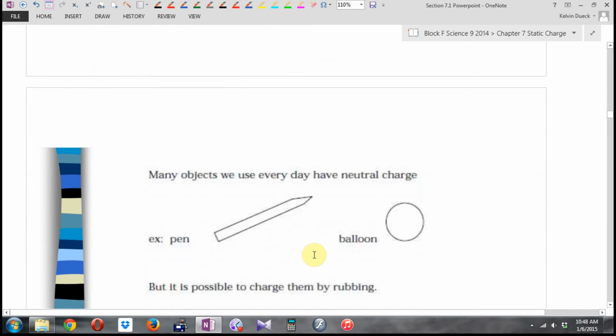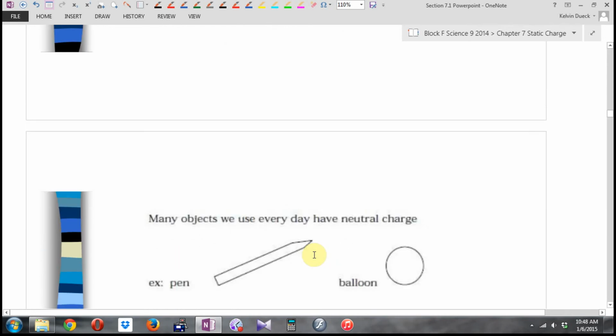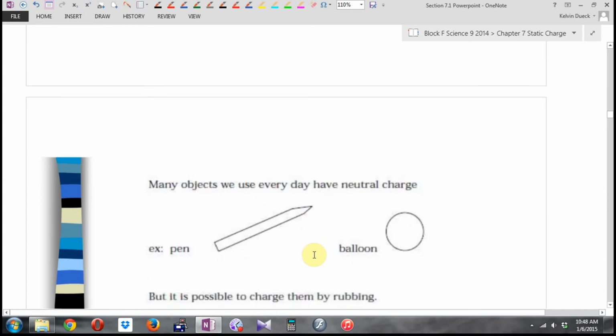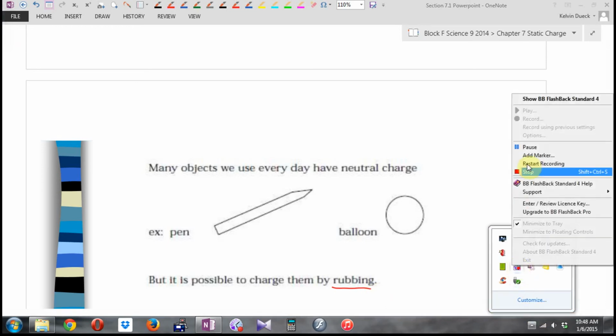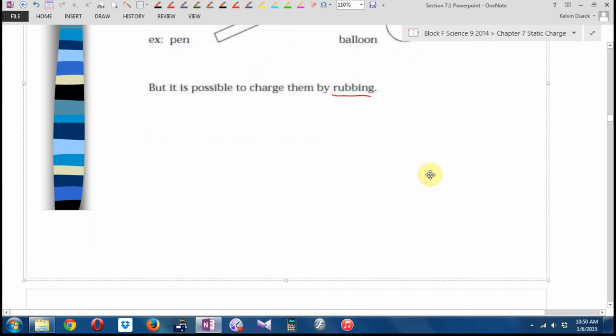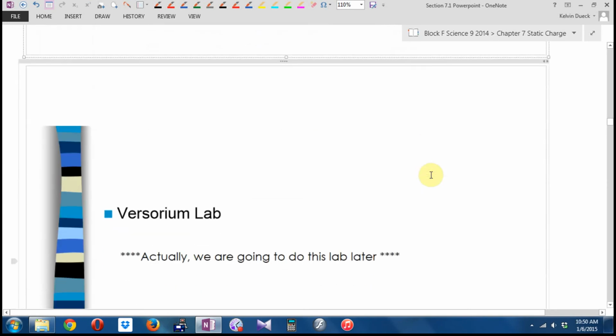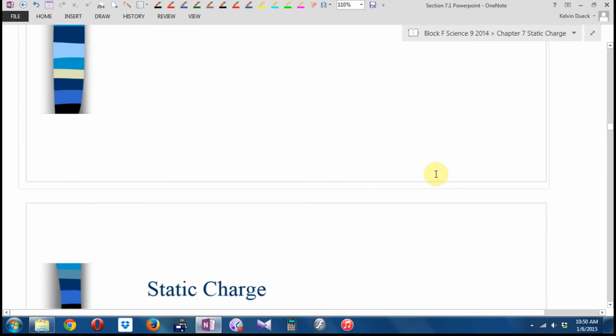Many objects that we use today have neutral charge. Pens, balloons. But you learn as a little kid, it is possible to charge them by rubbing. I have here in my notes, Versorium Lab. We're actually going to do this one later. So keep going in our notes.